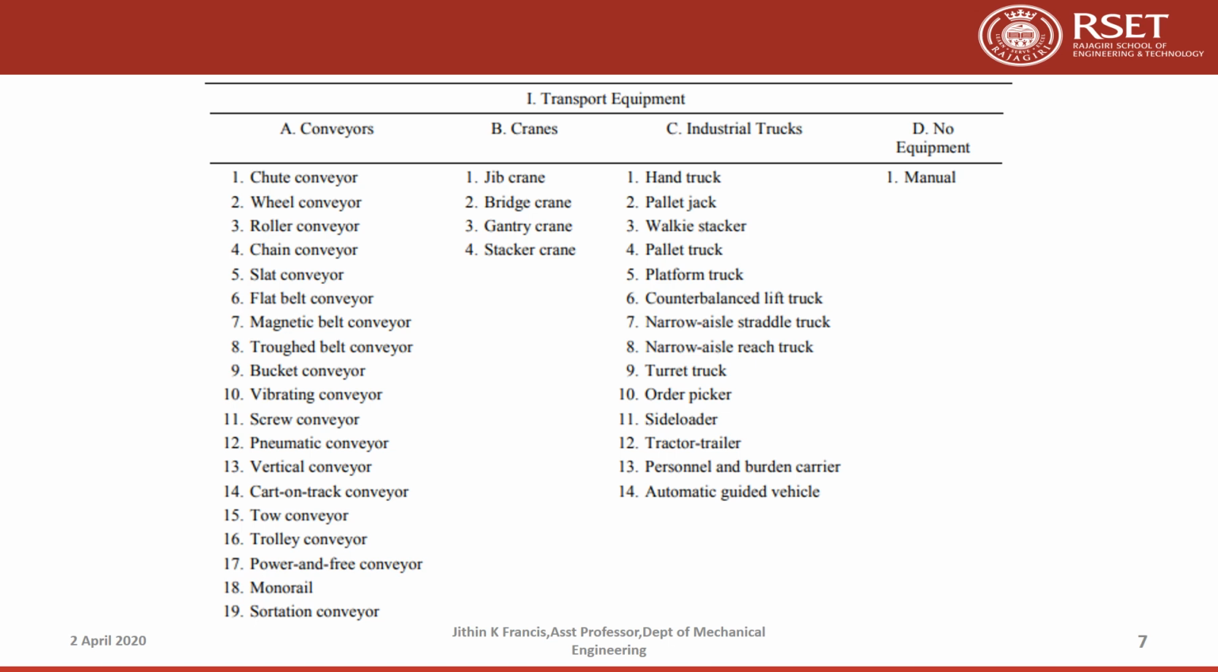These kind of classification. The next one is of cranes, the jib crane, bridge crane, gantry crane, stacker crane. Then industrial trucks. It can be a hand truck, pallet truck, walkie stacker, platform truck, then counterbalance lift truck, narrow aisle straddle truck, narrow aisle reach truck, turret truck, order picker, side loader, tractor trailer, personnel and burden carrier, automated guided vehicle. So these are the different types of industrial trucks we can use under the transport equipments. And there is no equipment, that is a manual transportation can also be taken under the different material handling equipments.